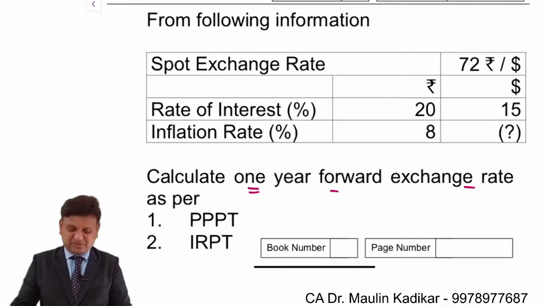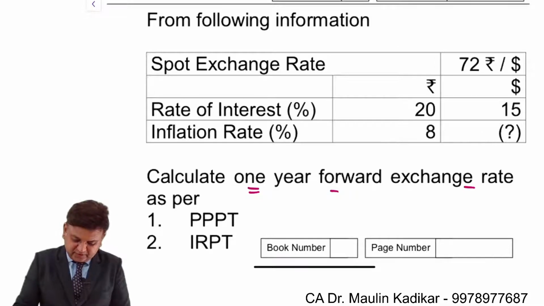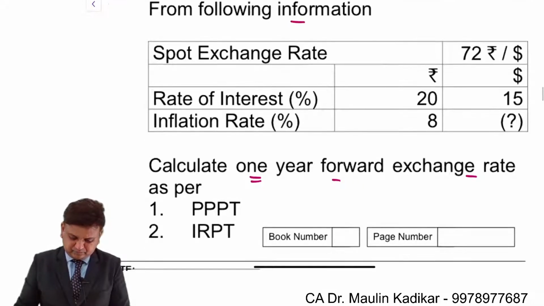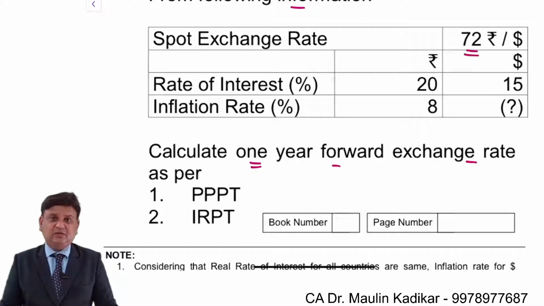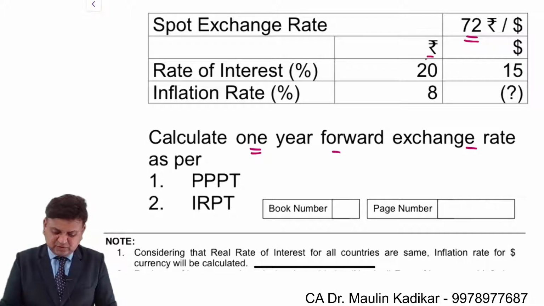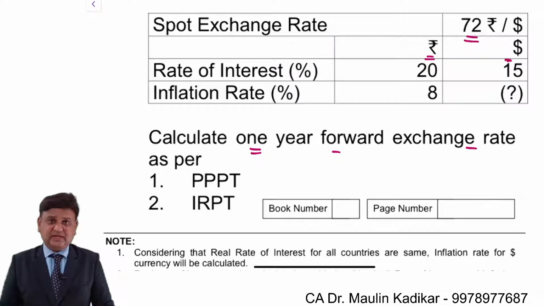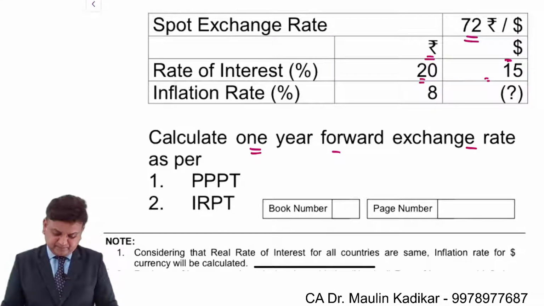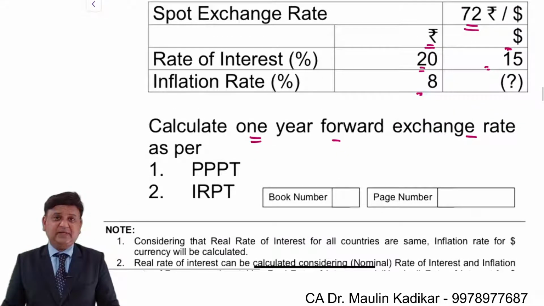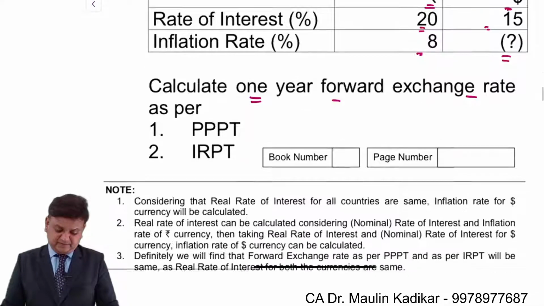So let us see the next question. From the following information, the spot exchange rate is 72 rupees per dollar. The rate of interest is given to us for rupee currency as well as for dollar currency. It is 20% and 15%. The inflation rate for rupee currency is 8%, and for dollar currency the inflation rate information is not given.